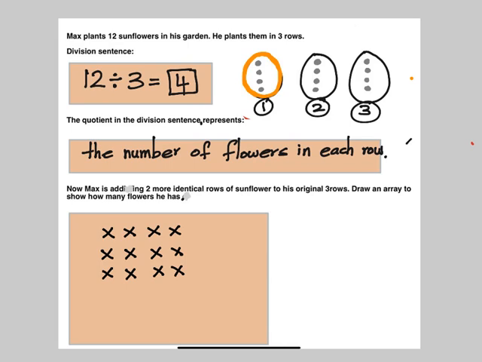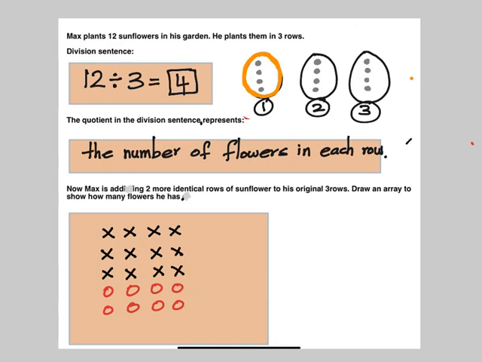So let me show you that. This is 1 row of additional sunflowers. This is the second row of sunflowers. So there are 2 additional identical rows of sunflowers to his original 3 rows. So this was his original 3 rows, and the one we added is the additional 2 rows.